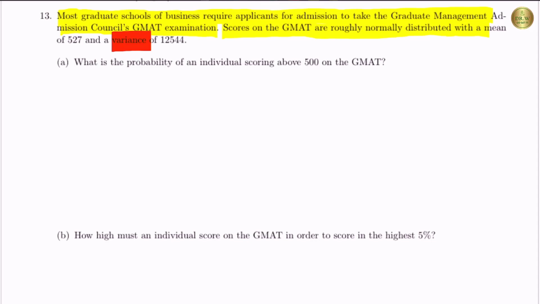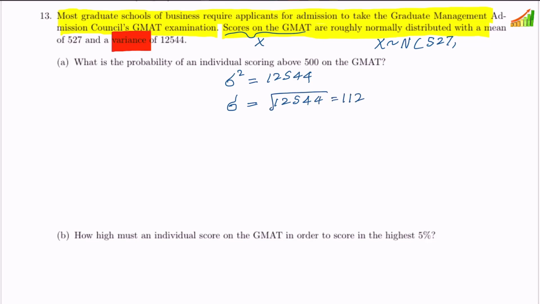Let me take x for the scores on the GMAT. Then x has a normal distribution, mean is 527, and the variance is sigma squared, which is 125.44. Then how do we find the standard deviation? Square root of 125.44 is 112. Therefore we use 112 here. Now go to part A.